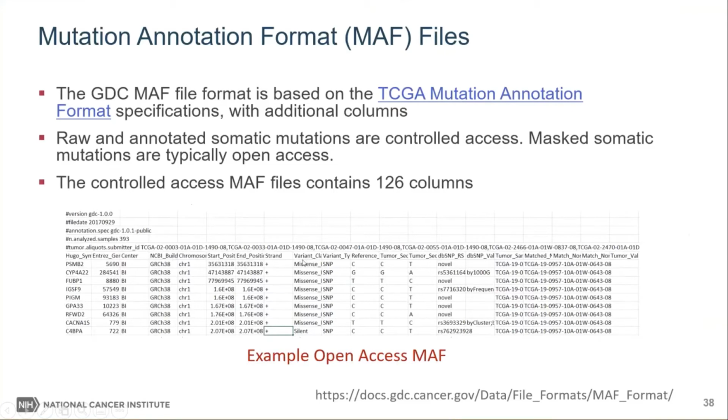Translation effect of the variant allele, such as whether it's missense or silent, variant type, whether it's a SNP, insertion, deletion, or di- or tri-nucleotide polymorphism, etc., reference and tumor alleles, or whether this variant is reported by other databases such as dbSNP with RSIDs available. Otherwise, these are classified as novel. As with VCFs, GDC MAF files are of 2 access levels, open and controlled, depending on the information content in the MAF file. Next slide.